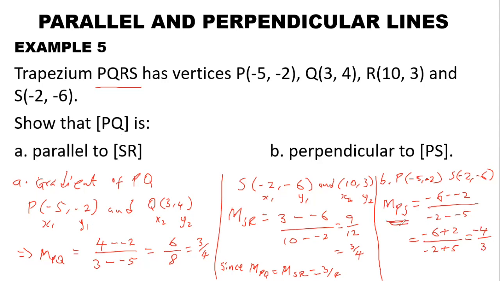Remember, we've already found the gradient of PQ to be 3 out of 4. So when we compare the gradients of PQ and PS, we notice that one is the negative reciprocal of the other. Hence, the two lines are perpendicular, or the product of the two gradients, 3 out of 4 times -4 out of 3, is equal to -1. This means that the two lines are perpendicular.